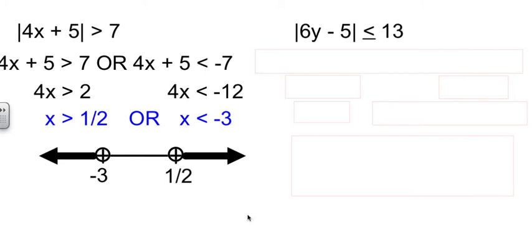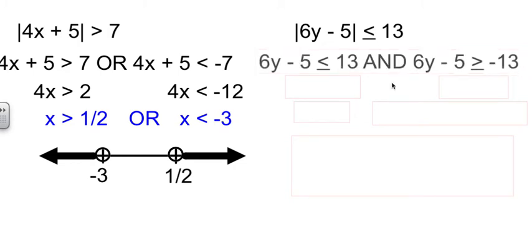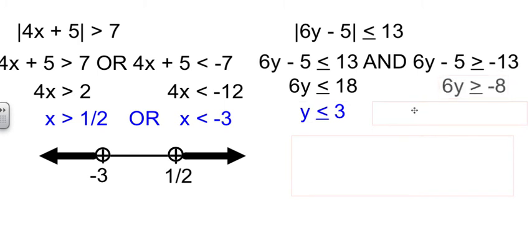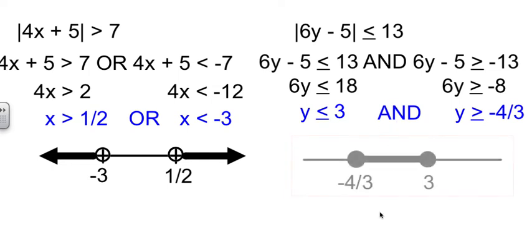So 6y minus 5 absolute value is less than or equal to 13. Okay. We have to split that into two problems. It's less than, so we should have an and here, and we do. 6y minus 5 less than or equal to 13, and 6y minus 5 greater than or equal to negative 13. Add 5, divide by 6. It's an and, we expect it to overlap, and it does. Numbers less than 3 and also bigger than negative 4/3. Negative 1 1/3 if you're a mixed number fan.